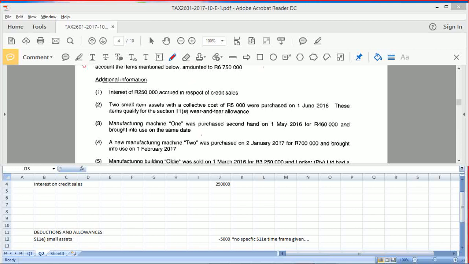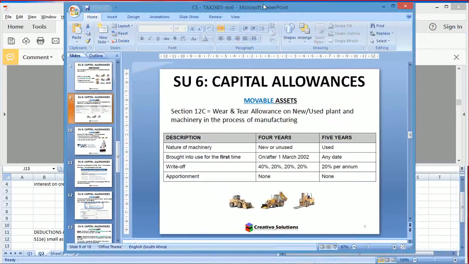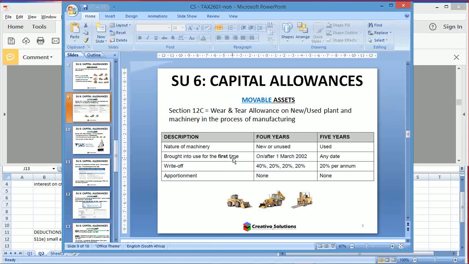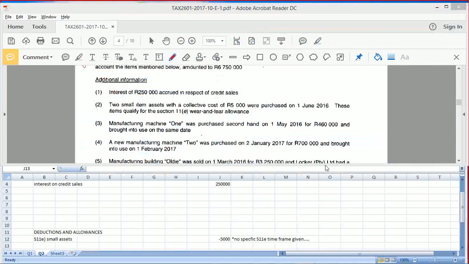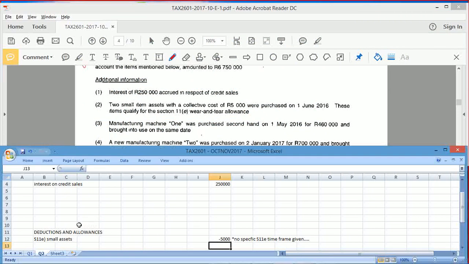Good. It is manufacturing, right? So we're looking at section 12C, this one. Yes, sir. Okay. 5 years, right? 20% per annum. Yes, sir. Perfect. Section 12C, which is 92,000.